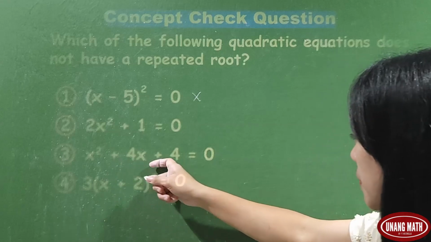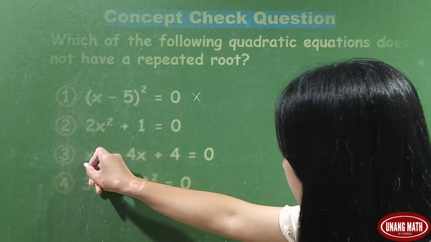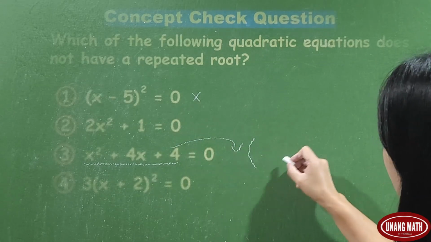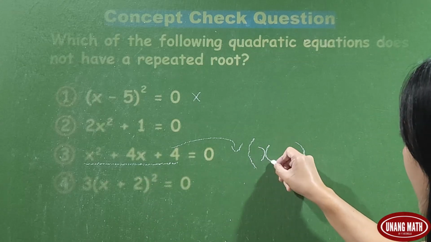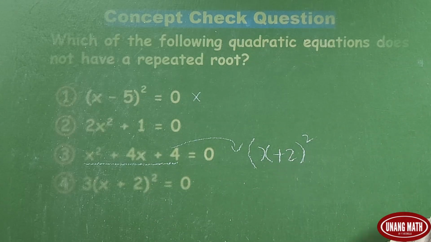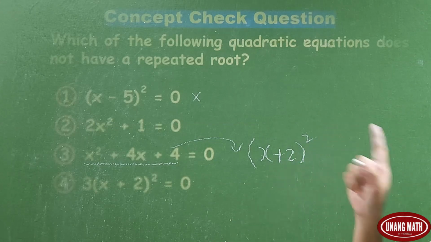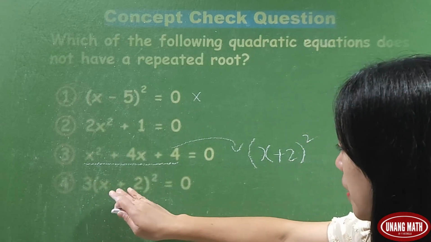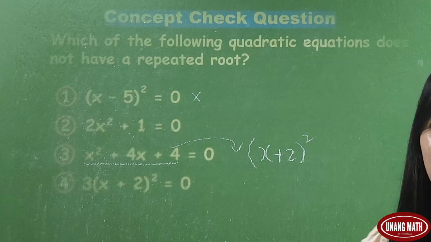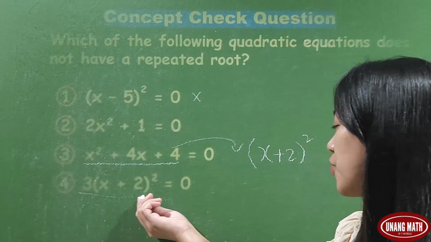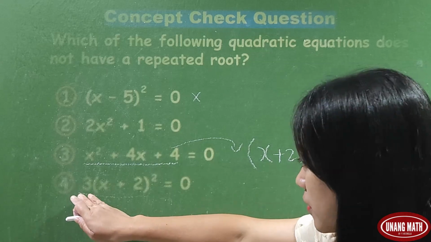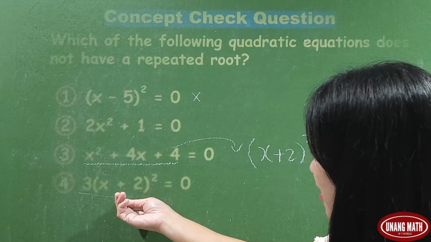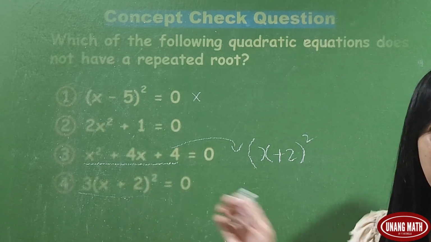x squared plus 4x plus 4 is equal to 0. This trinomial is a perfect square trinomial. If we factor this out, it would be x plus 2 squared. So it has a repeated root. What about here? 3 times x plus 2 squared is equal to 0. This expression is a constant multiple of a perfect square, so it also has a repeated root.